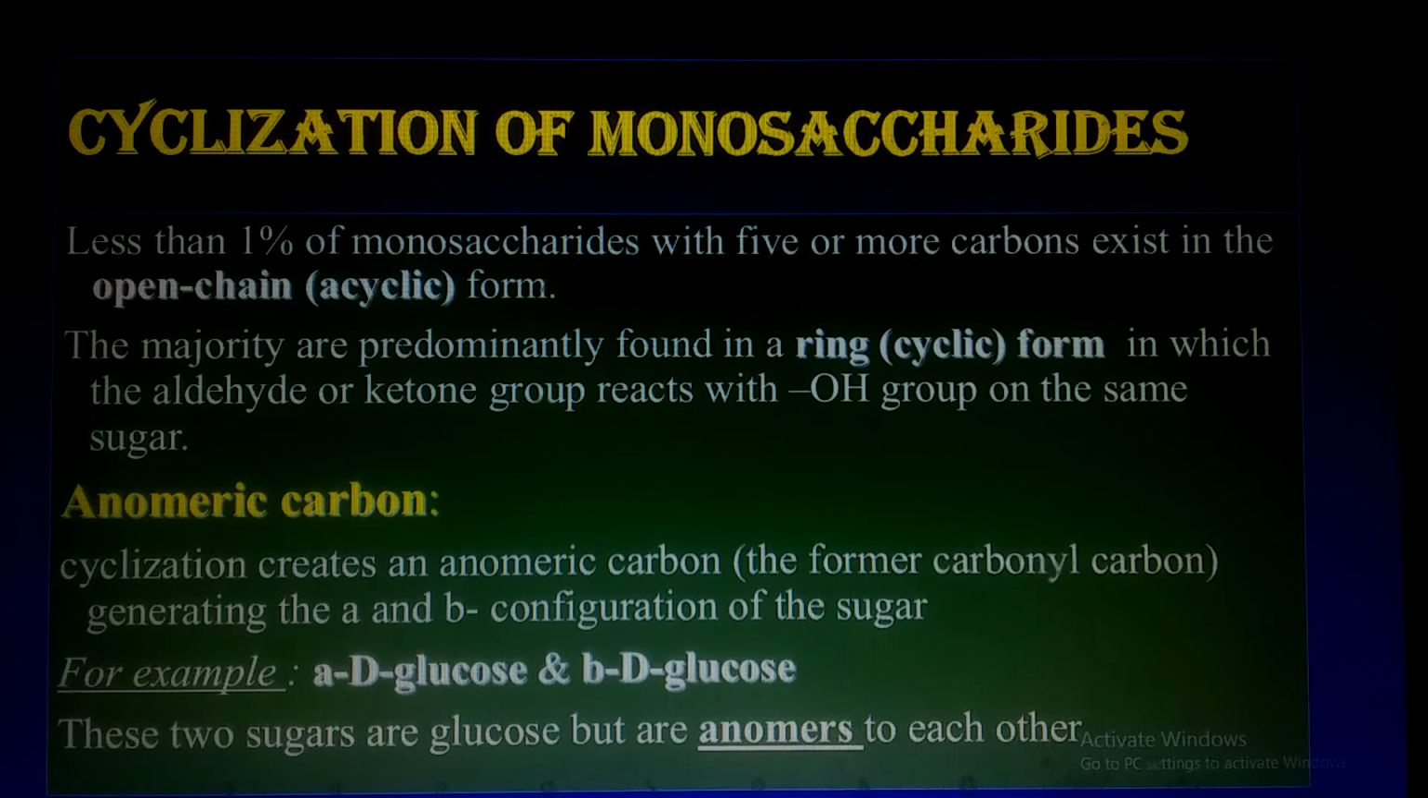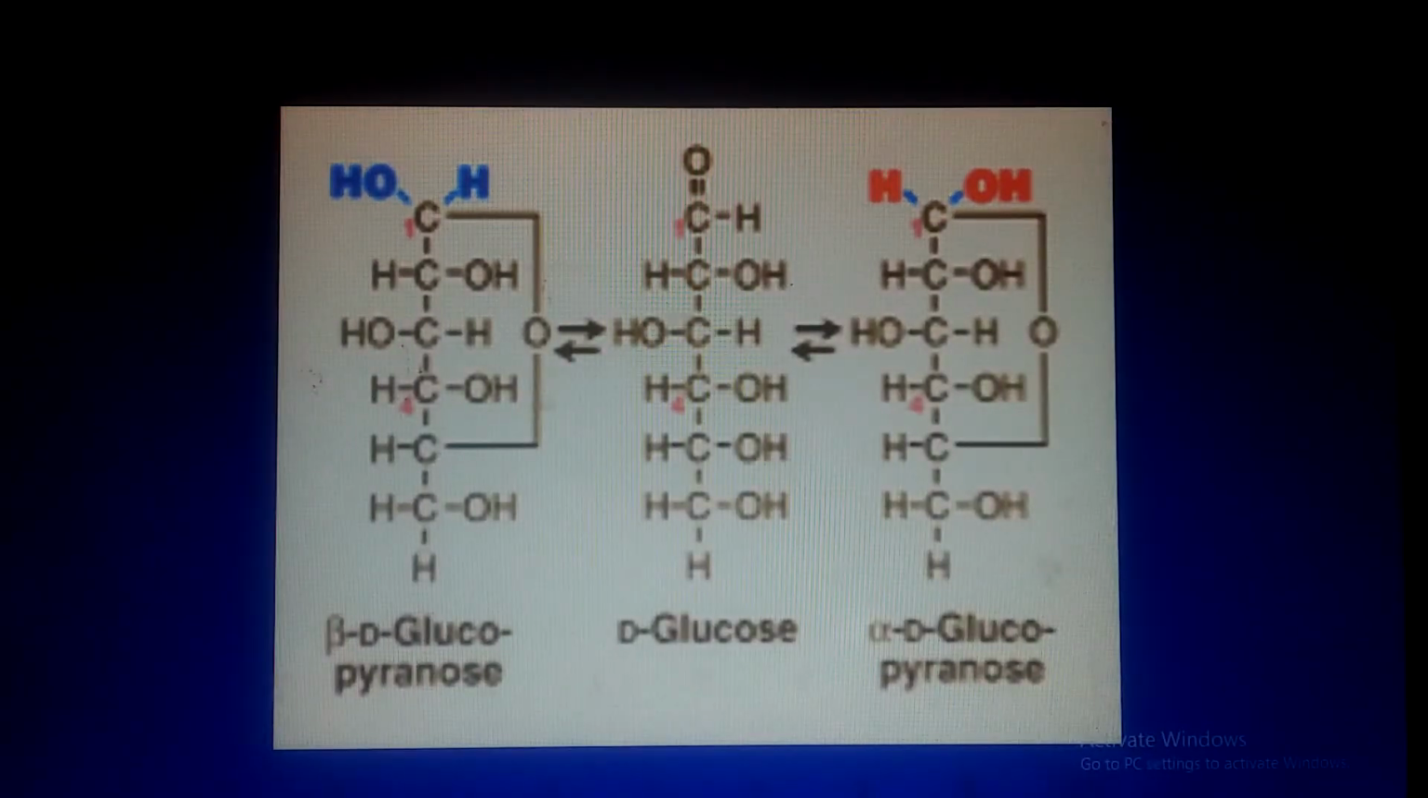Now here I'm giving you the concept of the carbonyl carbon or the anomeric carbon. Cyclization creates an anomeric carbon, the former carbonyl carbon. Anomeric carbon is the carbonyl carbon. Okay. Now alpha D-glucose and beta D-glucose are dextro, D for dextrorotation and L for levorotation. So dextrorotatory, cyclic and non-cyclic, that is cyclic or acyclic, ring form, open chain form. Okay. Now I'm going to show you.